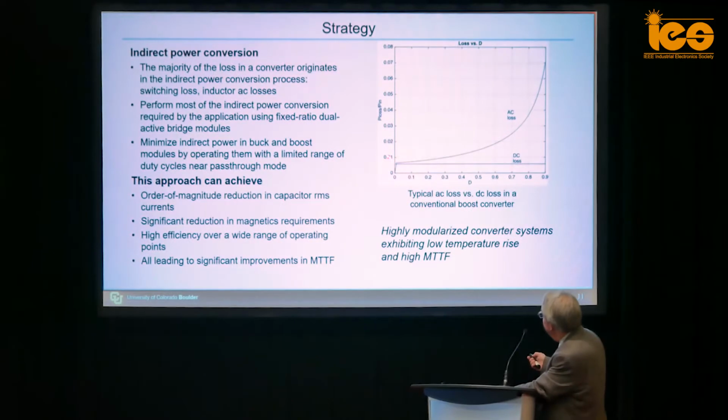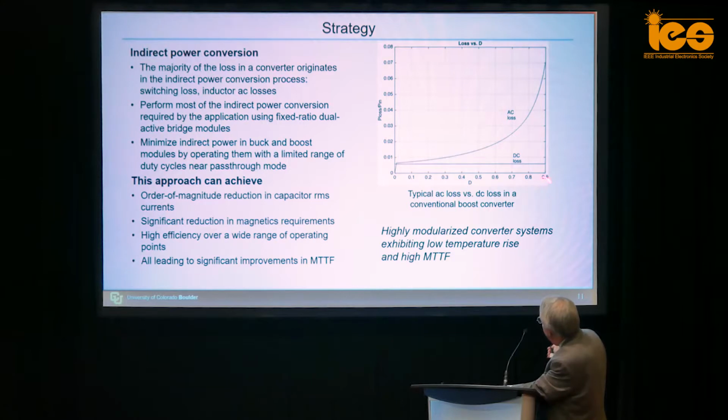Here's a plot of the AC loss from the indirect power and the DC loss in a boost converter as you increase the duty cycle. At a duty cycle of 0, the boost converter just connects its input to its output. There's no AC loss, just the conduction loss, and we get very high efficiency. When you operate the boost converter near that point, which we call the pass-through mode, the efficiency is very high.